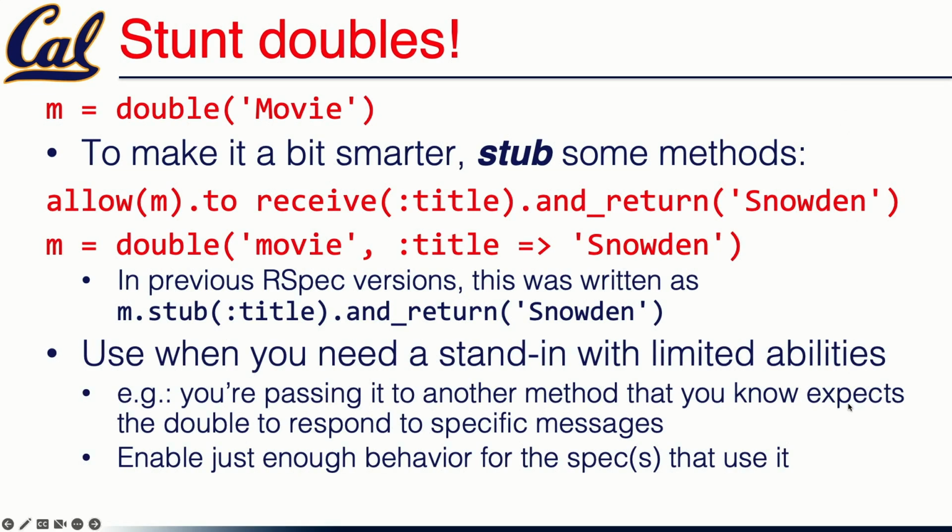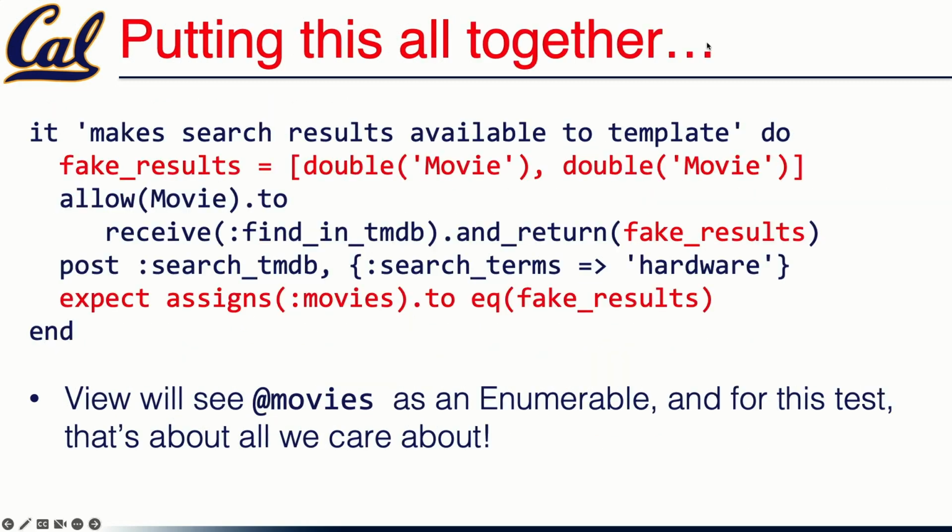And a very classic case is just like the one we have here, where you're passing it to another method, and you know that that method expects it to respond to some specific methods. So if we put all these things together, this is kind of what our new test ends up looking like. For this very specific example of making search results available, I will create a fake result object, which I wish find in TMDB would return. So I'm just going to create 2 stunt doubles.